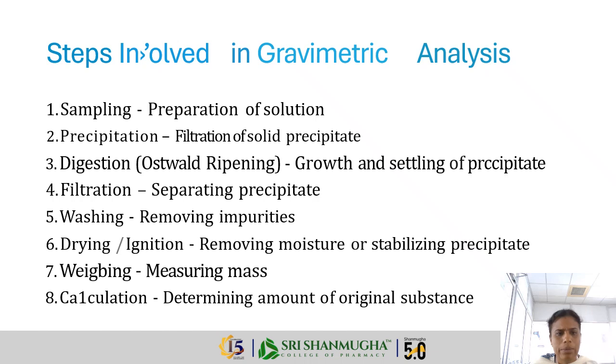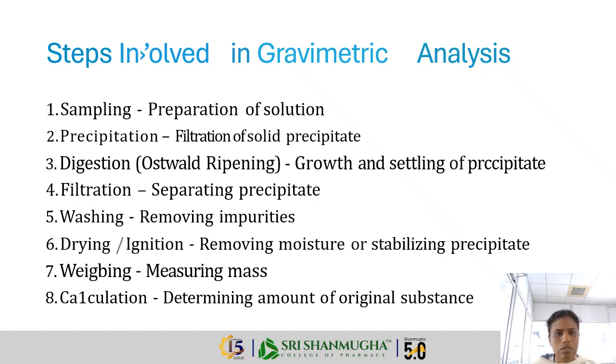This is followed by digestion. Its other name is Ostwald ripening, where the precipitate particles grow in size and settle properly. For what purpose? Improving the purity. Next one is filtration, where the solid precipitate is separated from the solution.